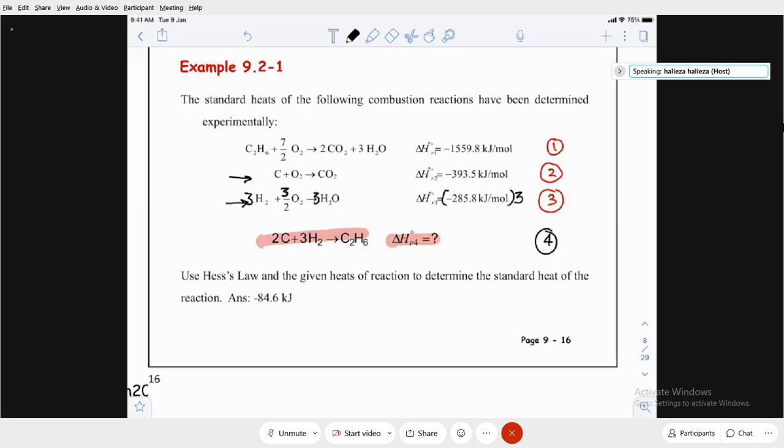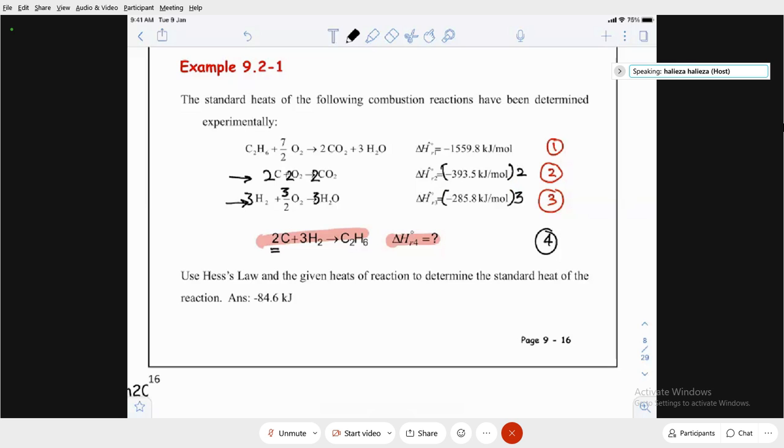Okay, go back to the 2 carbon just now. You have 2 carbon, so you need to multiply by 2. That's 2 oxygen, 2 carbon dioxide, and multiply the heat of reaction 2 by 2. Okay, so everything needs to be multiplied by 2.